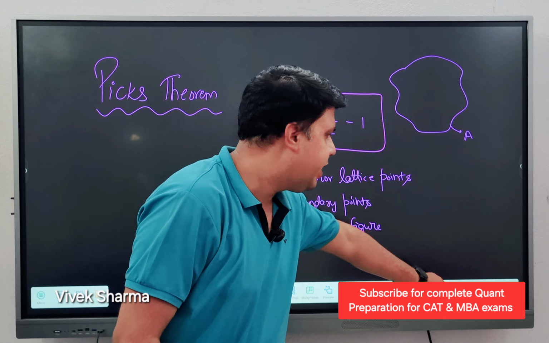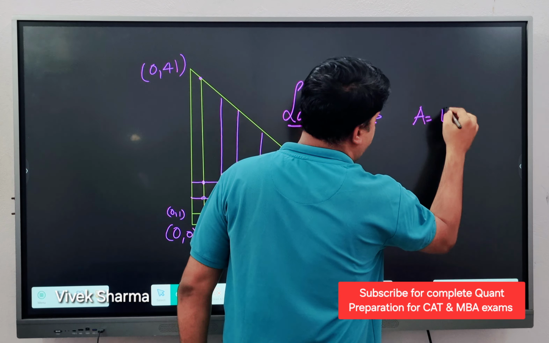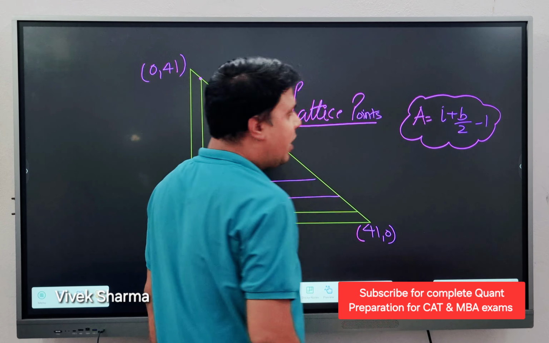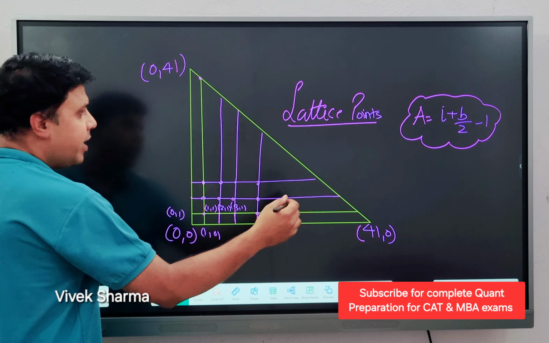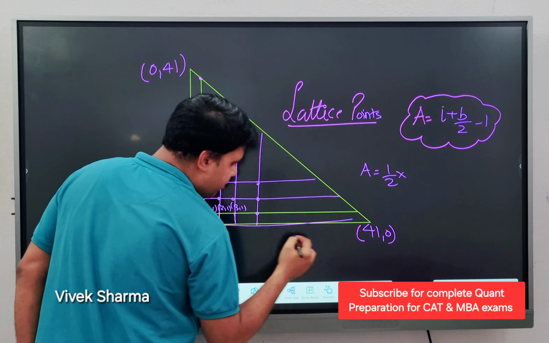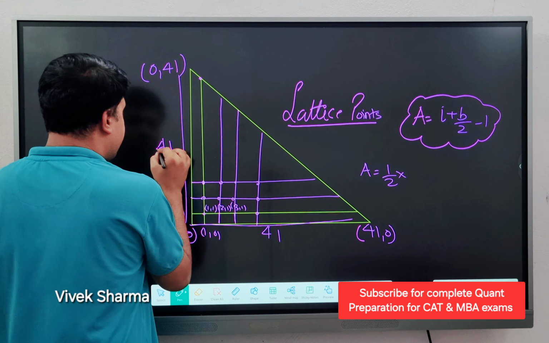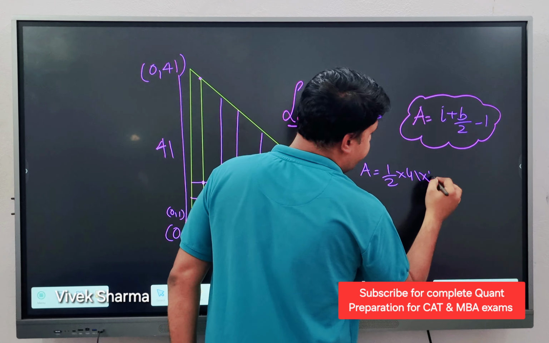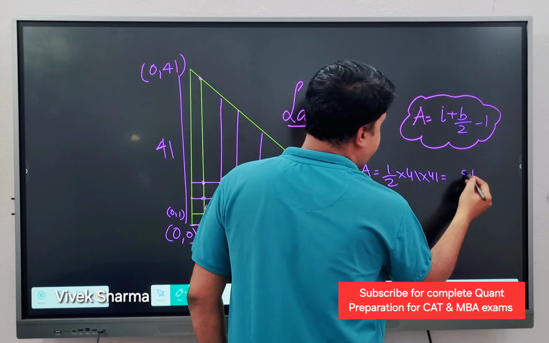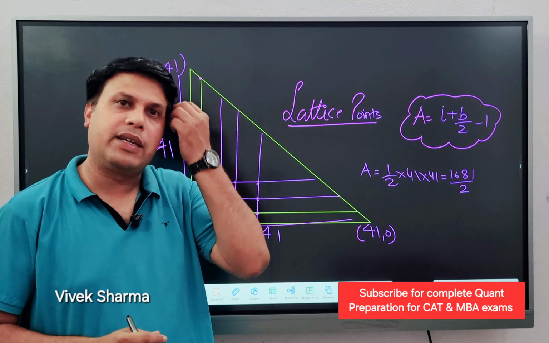Of course, this is a right angle triangle, so I can apply this theorem: A equals I plus B by 2 minus 1. Definitely I can find the area. The area of the right triangle is half of base times height. The base is 41 and the height is also 41, so 41 times 41, that is 1681, divided by 2. This is the area of the triangle.